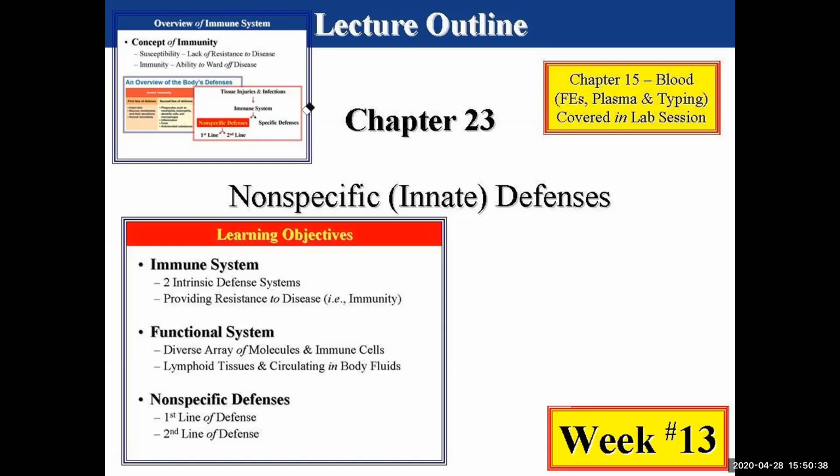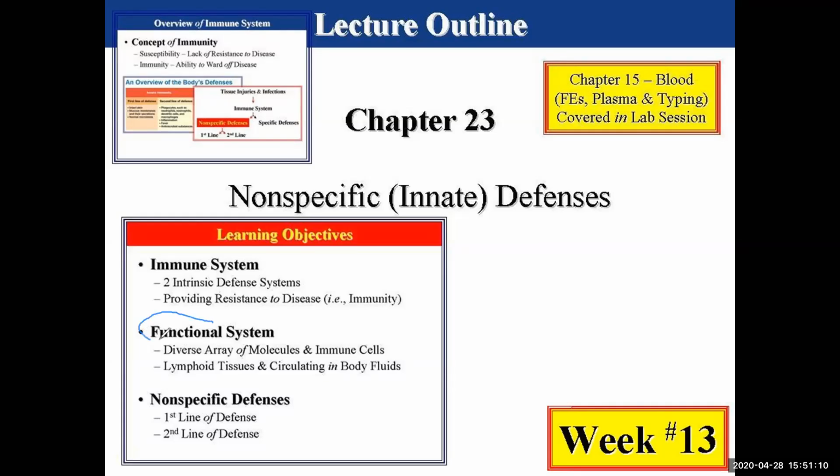So that's why here you're seeing immune system, two intrinsic defense systems, right? So non-specific versus specific, providing resistance to disease, providing immunity, allowing us to fight off an infection. So the immune system, the analogy would be our armed forces, providing us protection against invaders, non-self entities that invade us and cause us harm.